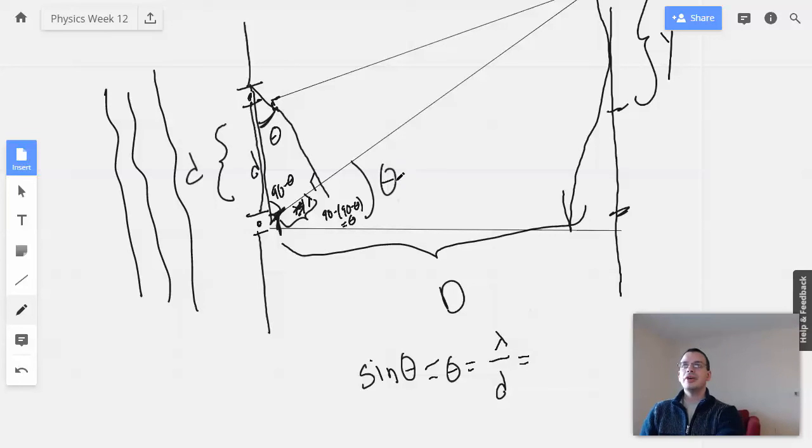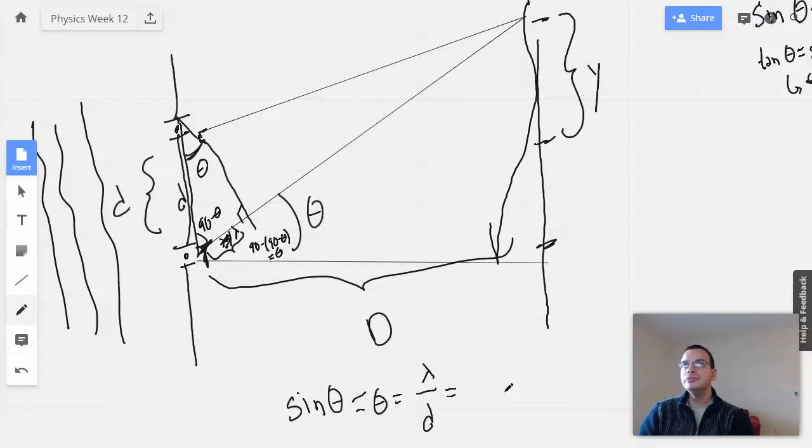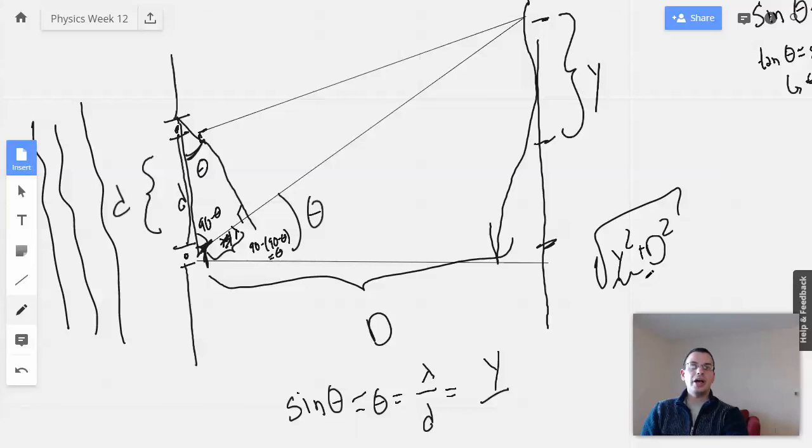which equals, and we have another sine of theta over here, which is again going to be opposite over hypotenuse, where the opposite will be y, and the hypotenuse is actually going to be y squared plus big D squared square rooted. Well, this y is really, really small compared to the D. So this is pretty much going to be D. And that's another approximation we're going to use here.